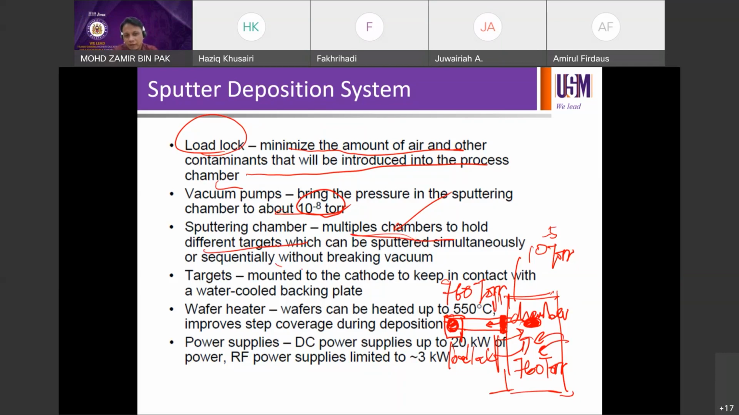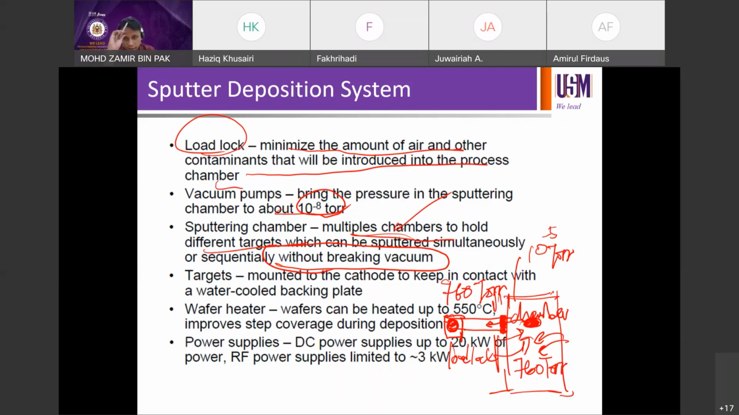So without breaking vacuum, maksudnya your respective chamber can be at the targeted vacuum level, say 10 to the minus 5, minus 6 torr. So bila you transfer from chamber 1 to chamber 2, you don't have to change the vacuum level. You can just transport at the same vacuum level, right? So that will keep the purity of the process and throughput as well.